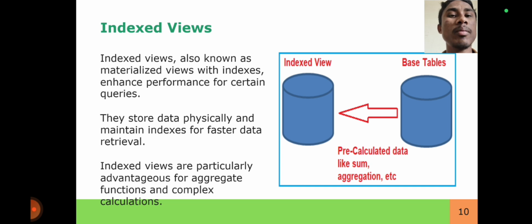Indexed views. Indexed views, also known as materialized views with an index, improve performance for certain queries only. They store data physically and maintain indexes for faster data retrieval. If we access any data from the computer and use an indexed view, it gives fast and quick results compared to other views. Indexed views are particularly advantageous for aggregation functions and complex calculations. Look at that table: the indexed view and base tables pre-calculate data like sum aggregation. This gives the result very fast.